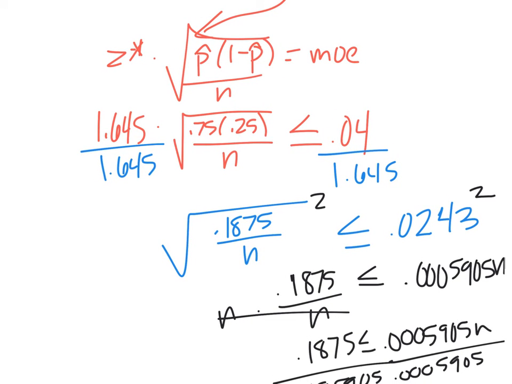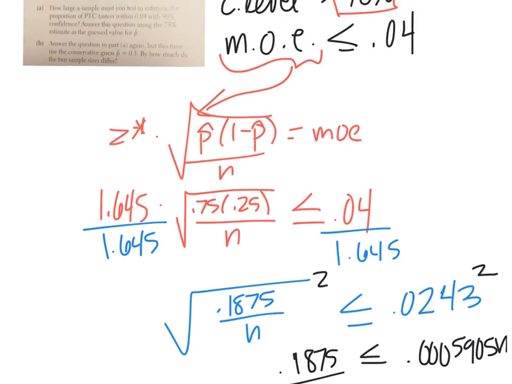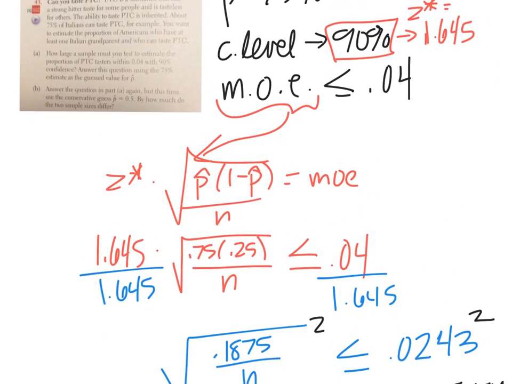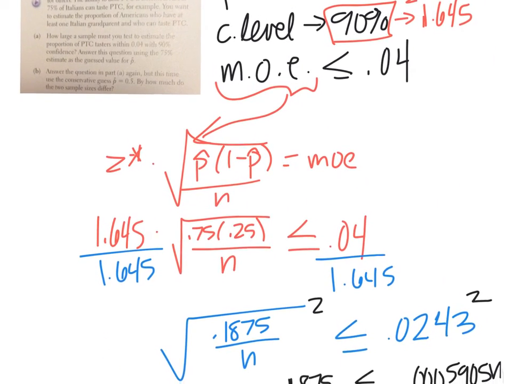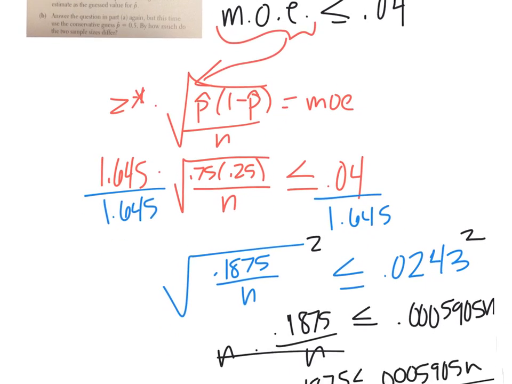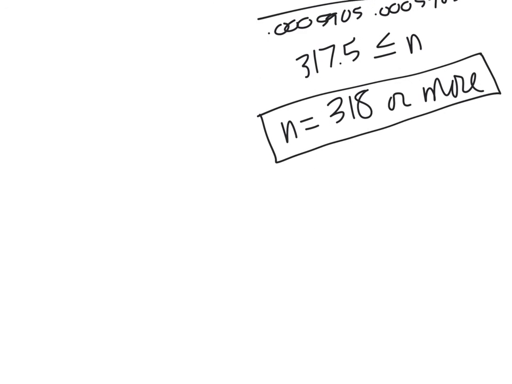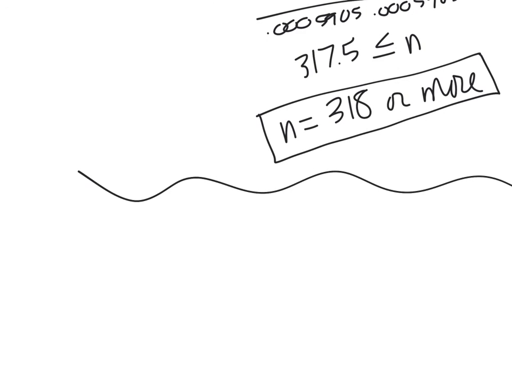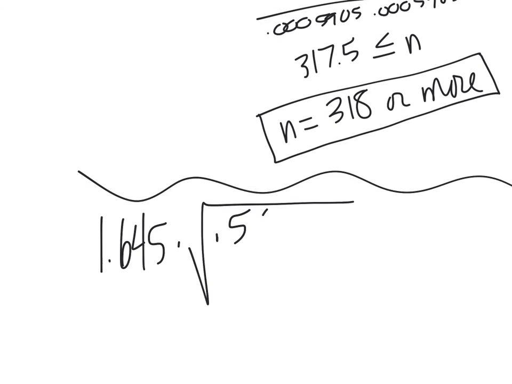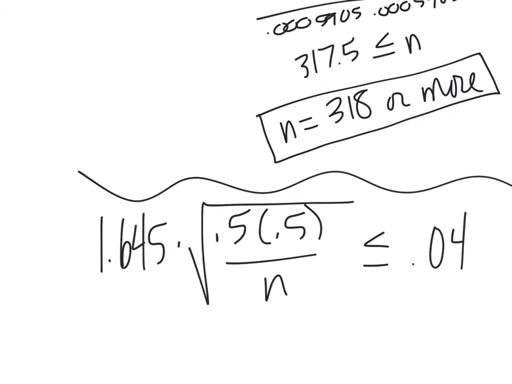Now that was what it is for part A. Part B asks us to answer the question again, but this time use the conservative guess of 0.5. And by how much do the samples differ? So I'm not going to work the whole entire thing out. My z star is the same, but this time instead of using 0.75, I'm going to use 0.5 and solve. The reason for that is because that is the most conservative guess. It's right in the middle.